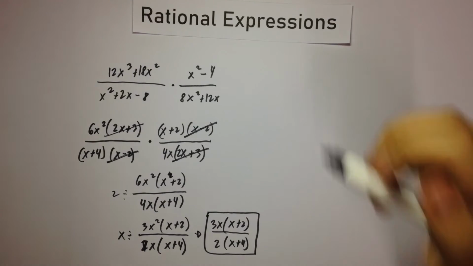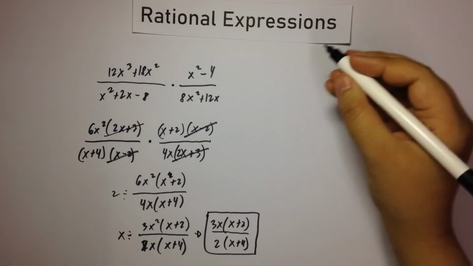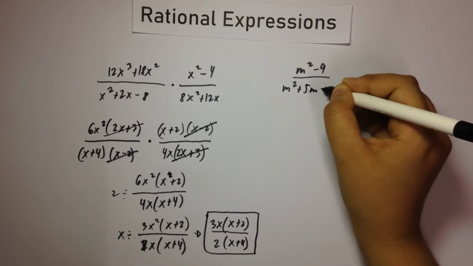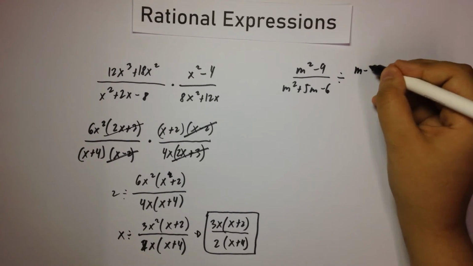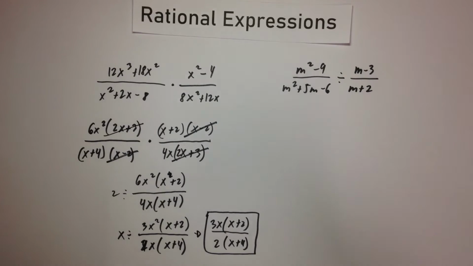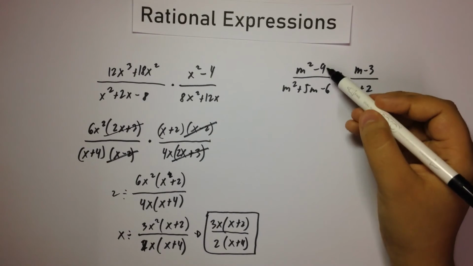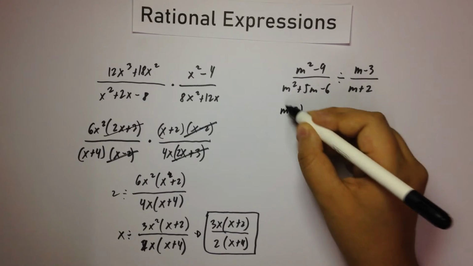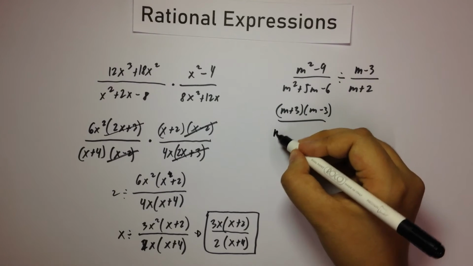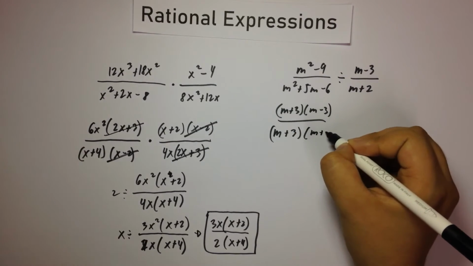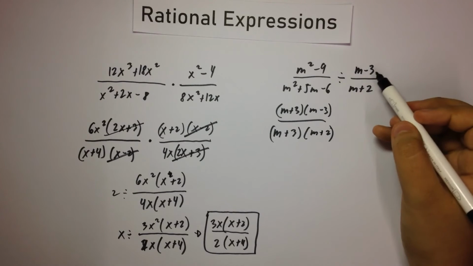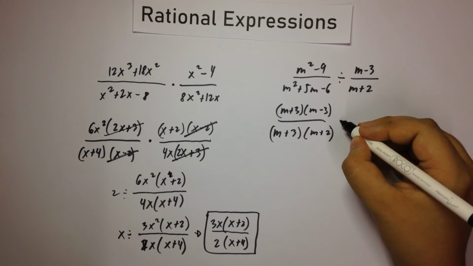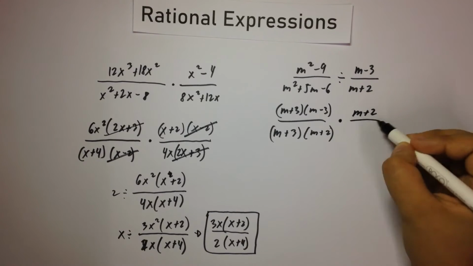Now let's move to our next example, which is (m squared minus 9) over (m squared plus 5m minus 6), divided by (m minus 3) over (m plus 2). Both of these polynomials may be simplified into (m plus 3)(m minus 3) over (m plus 3)(m minus 2)... and m plus 2. And when dividing by another term or expression, you must take the reciprocal if we want to multiply. So m plus 2 over m minus 3.